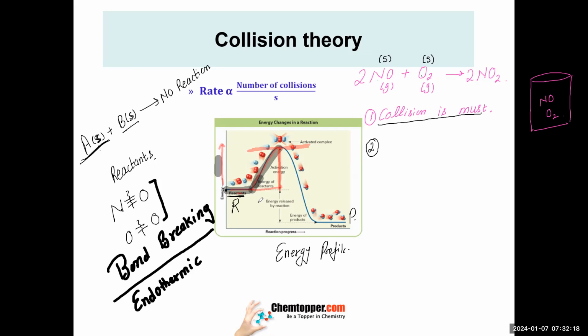So they will collide with each other. Collision is happening, but still no reaction. Why? Because the collision doesn't have a sufficient amount of energy to cross this barrier, the top of the hill. The molecules must go with high energy. They should cross this barrier, and only then they can make the product. Only then you can break the bonds. And when bonds are broken, then the products will start getting formed.